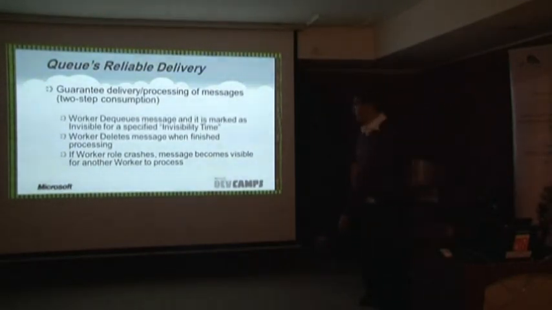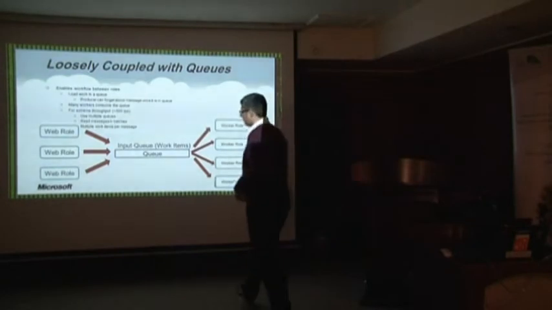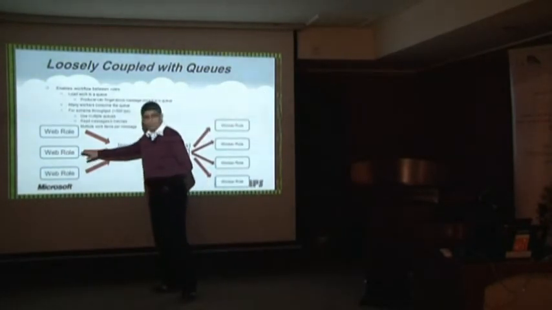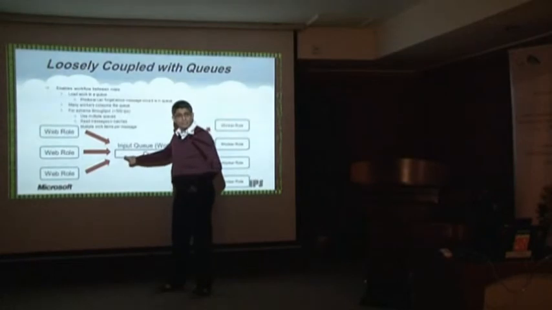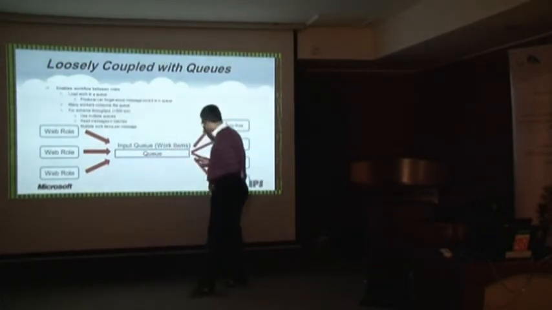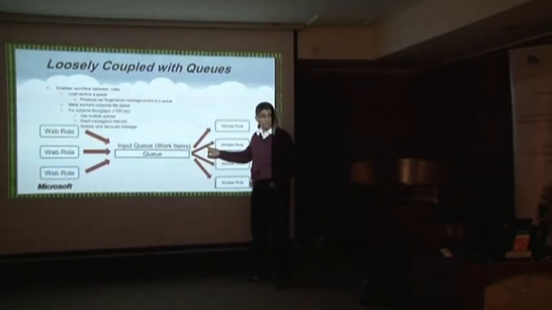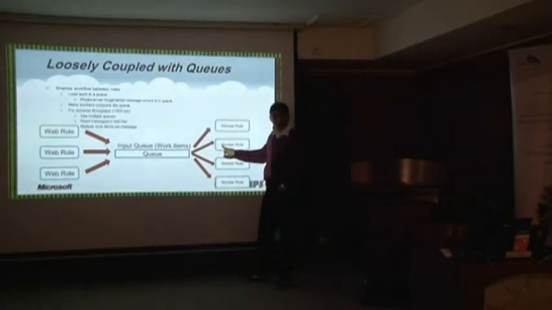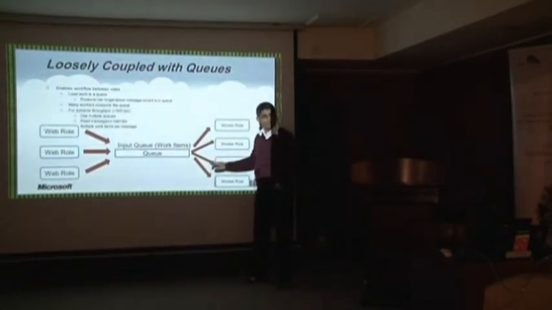So as I said, if you go back here, take the example of our fluffy photos. I took the image, put it onto storage, and put a message saying process this image for me. This particular worker role came in, looked at the message, and picked it up. The moment this worker role picks up the message, it's made invisible. It's not deleted, it's made invisible. So the message is not available to the other worker roles.